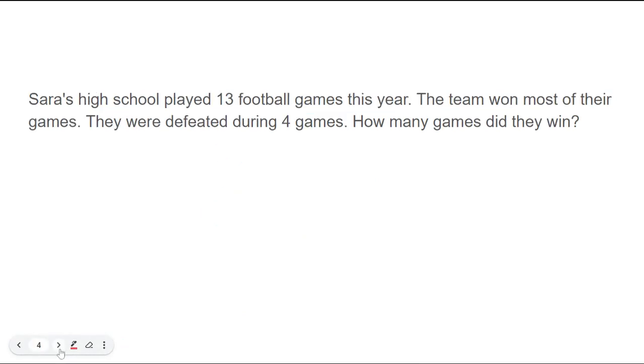That's it. Next one. It says Sarah's high school played 13 football games this year. The team won most of their games. They were defeated during 4 games. How many games did they win? In this one, since it says that they played a total of 13 football games, I'm going to put 13 on this side. So what I have to find out is how many games did they win.